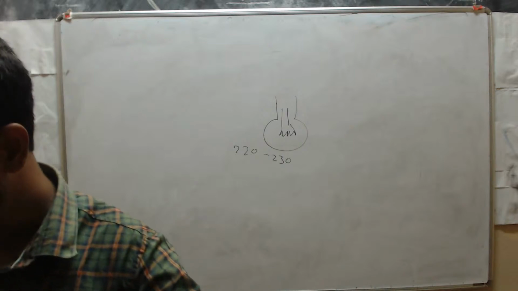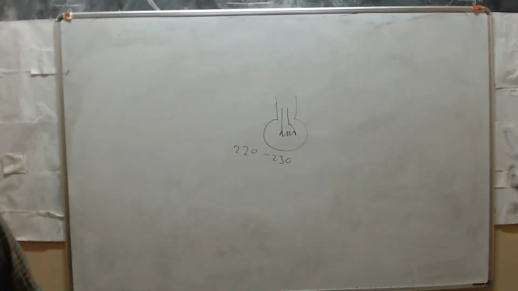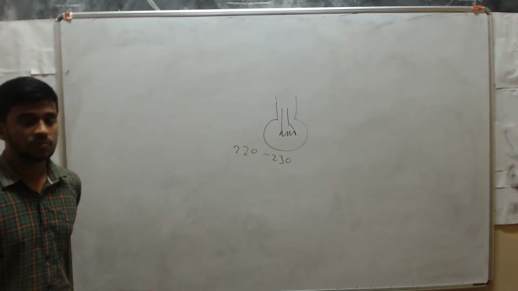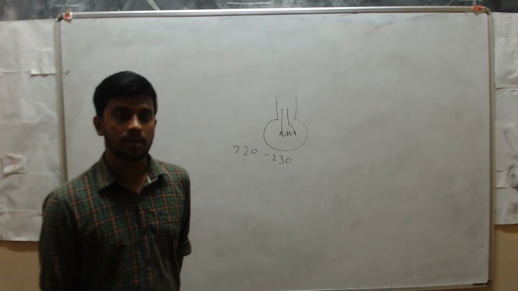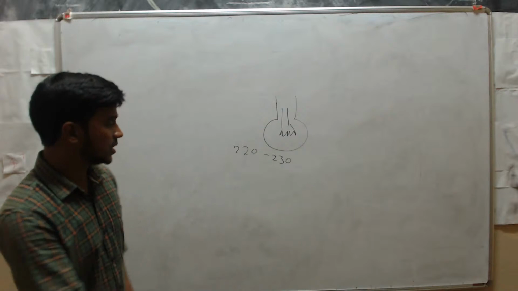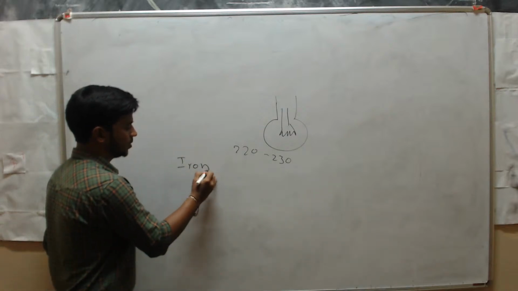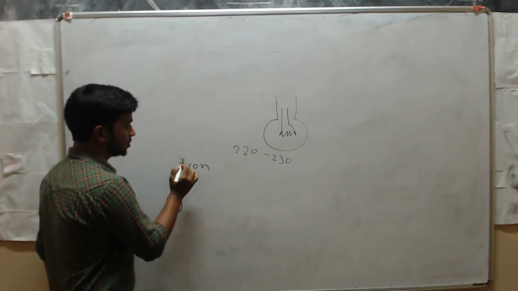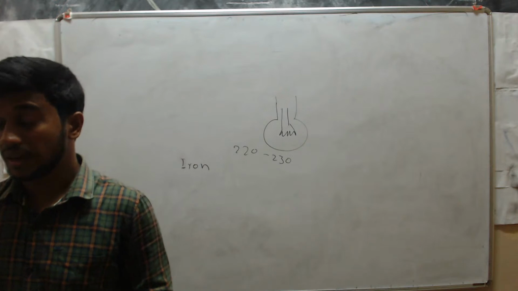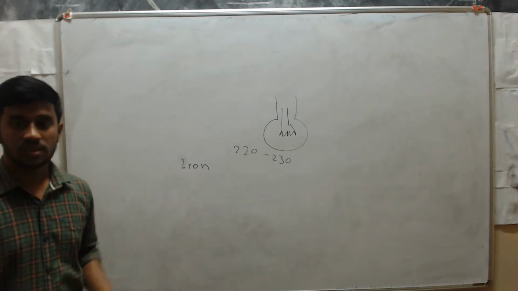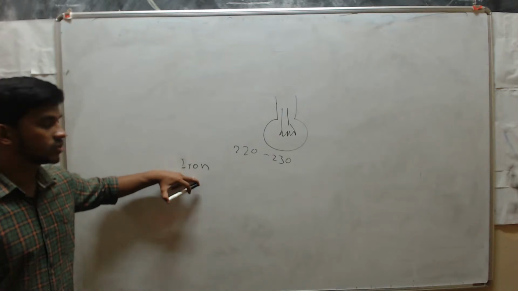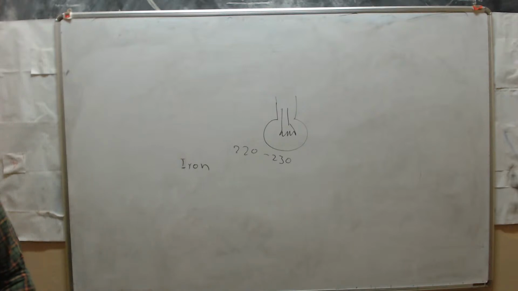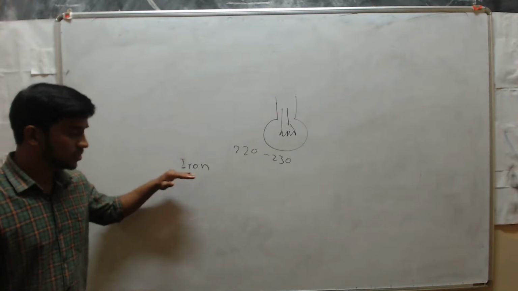And see, copper and aluminum wires are used for electrical transmission. But iron is also a good conductor, right? It is also a good conductor, but we do not use it for electrical transmission lines. Can you give a reason why we can't use this one? Instead we use copper and aluminum wires.